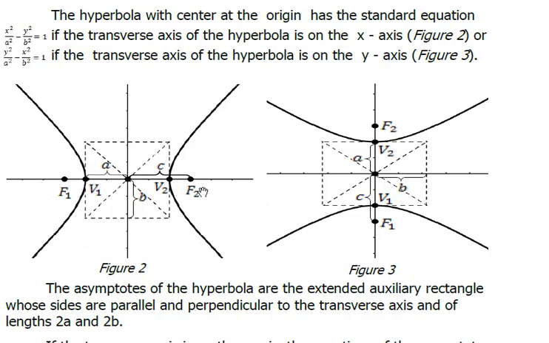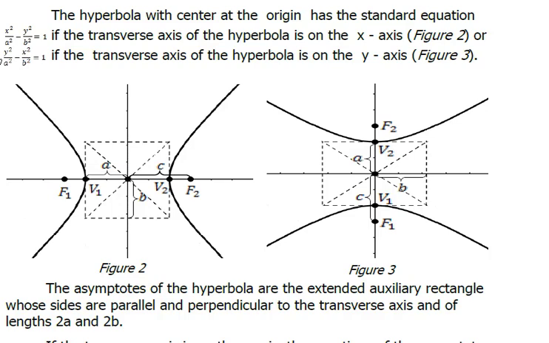And this is an example of a hyperbola. Figure 2 reflects this equation: x squared over a squared minus y squared over b squared equals 1. Another case is when the minuend contains y squared.